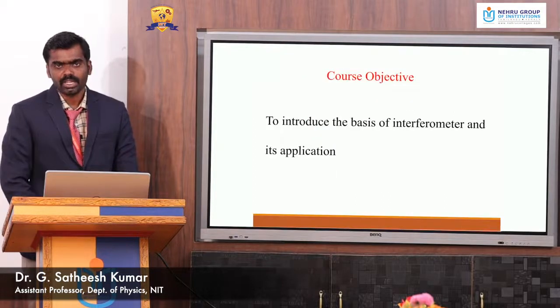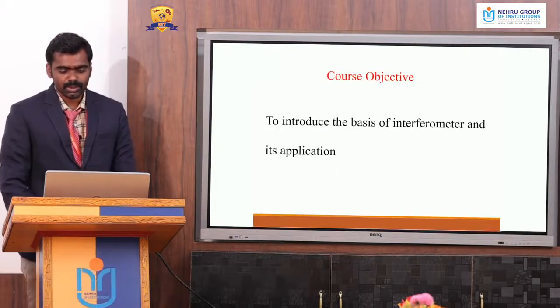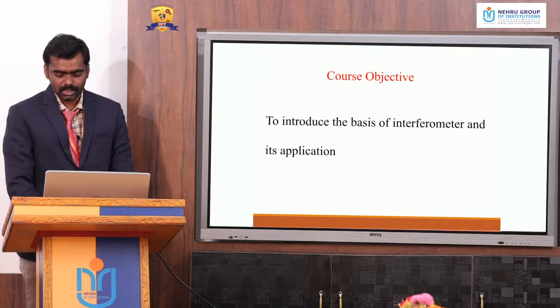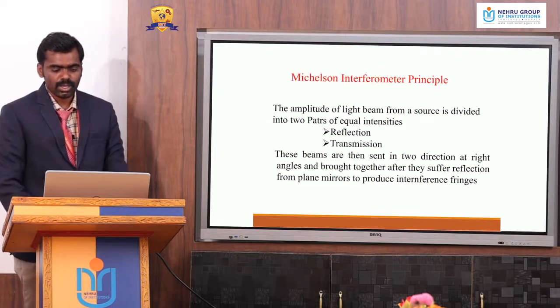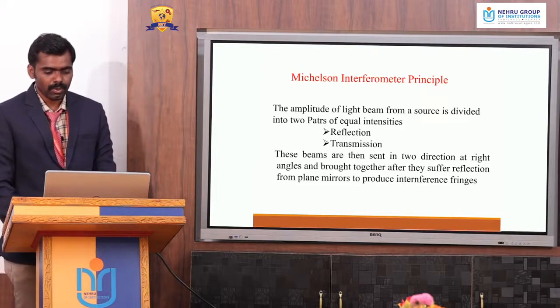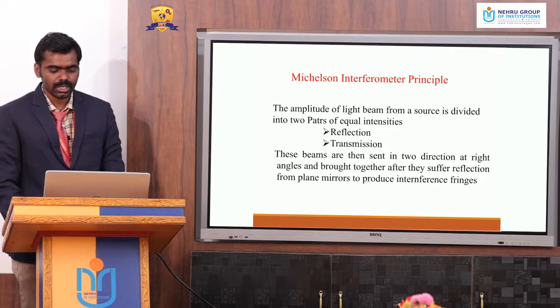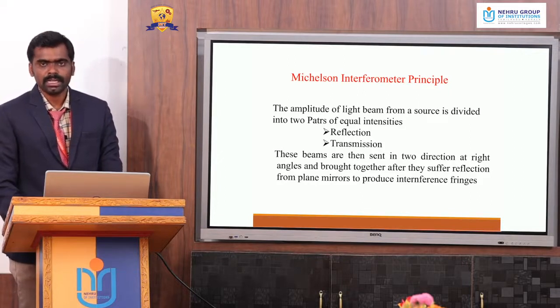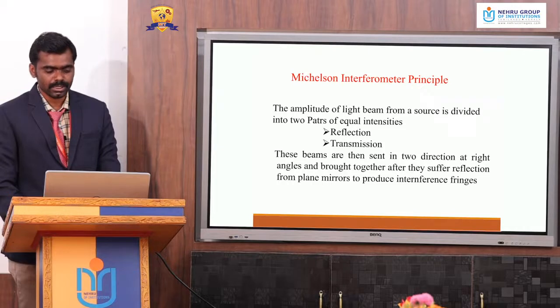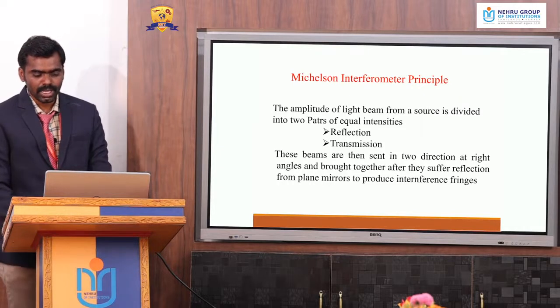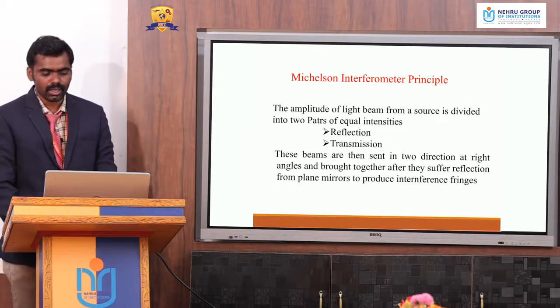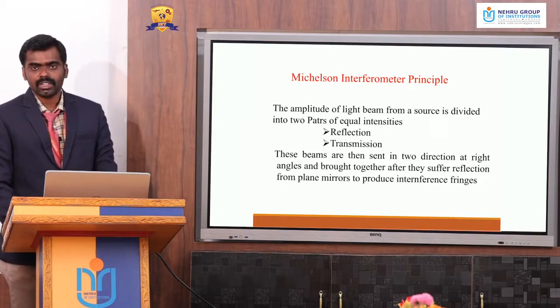My topic is the Michelson interferometer. The course objective is to introduce the basis of the interferometer and its applications. The principle of the Michelson interferometer: the amplitude of a beam from a source is divided into two parts of equal intensities, reflected and transmitted. The beams are then sent in two directions at right angles and brought together after they suffer reflection from mirrors, and produce interference fringes.